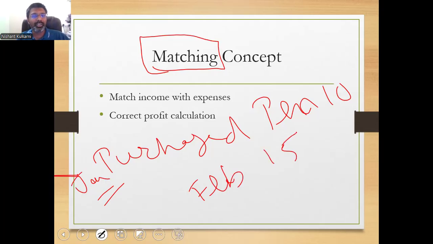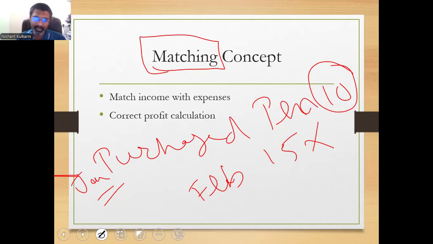Now, without the matching concept, what will happen? The event of purchase is in January, so I will say that my expense is in January, but there is no income. Therefore, only expense, no income, it is a loss. But in February, there is no expense, only income of 15, so all profit of 15. This is not allowed. Your expense and income should match together and they should be formed in the same month.